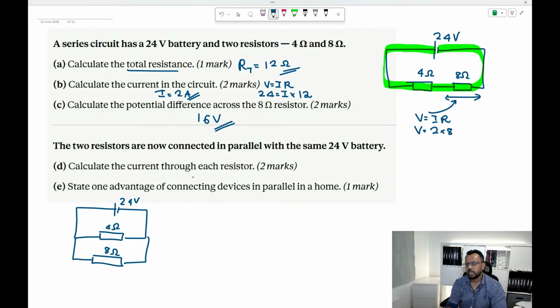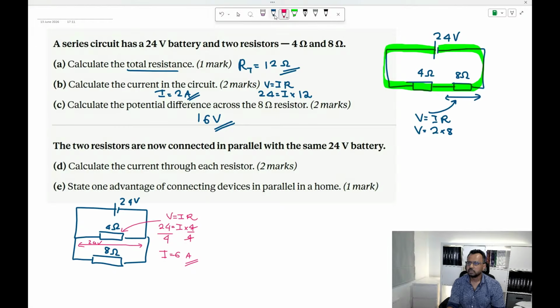Okay. Calculate the current through each resistor. Now, remember in a parallel circuit, all the resistors have the same voltage. If that's 24 volts, we have 24 volts across both. So, for this one, I'm going to write V is equal to IR. The voltage is 24. I don't know the current. R is 4. So you divide both sides by 4. Obviously, current here is 6 amps.